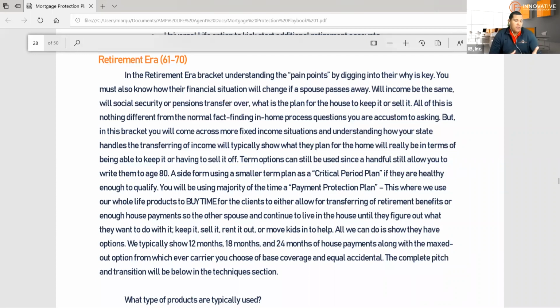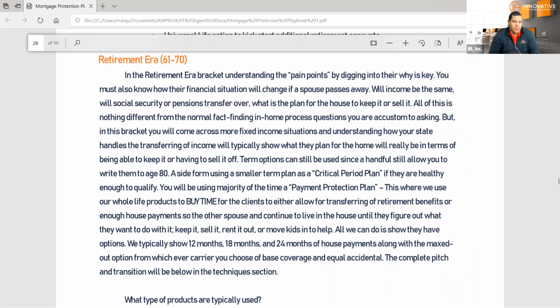Not only from a financial standpoint in terms of how the budget is going to change from Social Security and pensions, to what's the wife or the spouse's ultimate goal? Keep the house, sell the house. Are they able to financially afford it still? Are they going to be forced to downsize? So the retirement era can go a lot of different ways. Luckily, we have carriers to be able to cover both sides of it.